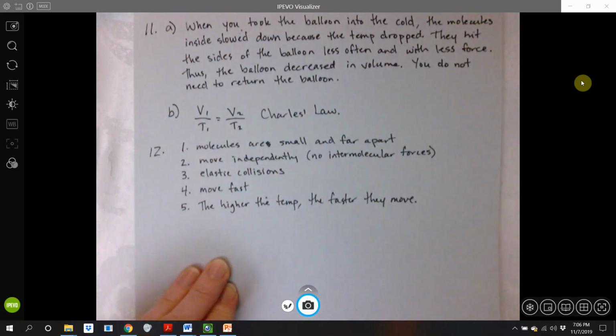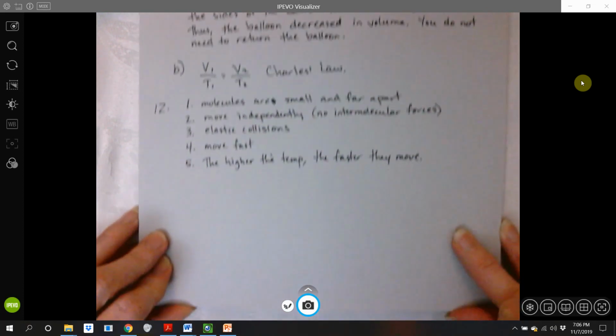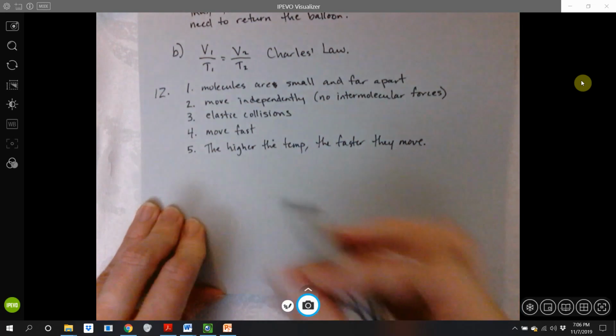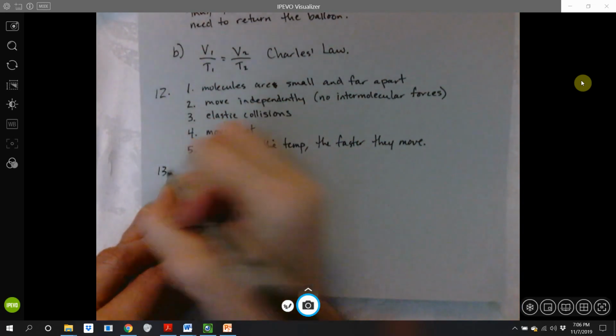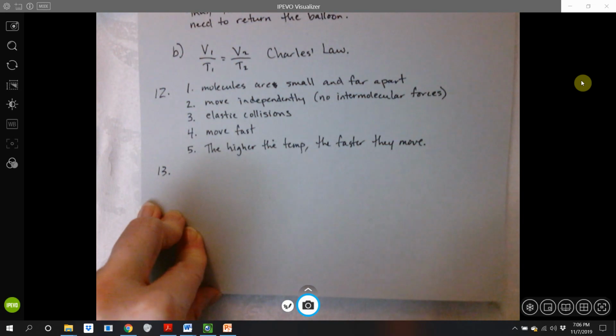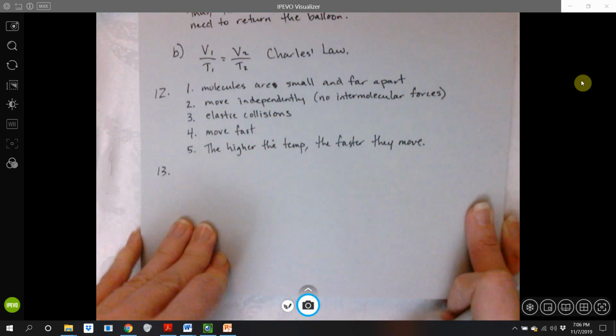All right, that's it for number 12. Flip her on over to number 13 on the other side of your printout. 13 asks us to use the kinetic molecular theory to explain why the pressure of a gas in a sealed syringe increases as the volume of the syringe decreases.